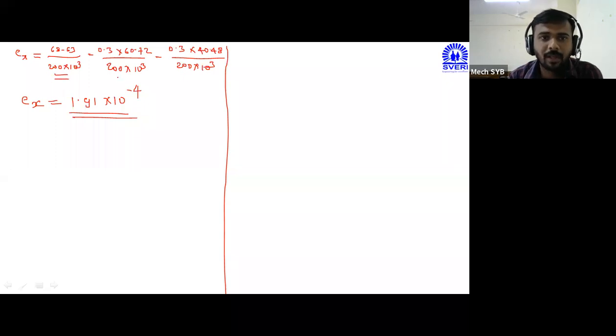Okay. The second term is 0.3 into 60.72 divided by 200 into 10 raised to 3. Do the separate calculation. Similarly, do the separate calculation of the third term, and then you have to do the addition and subtraction, wherever subtraction is there or wherever addition is there, like this.